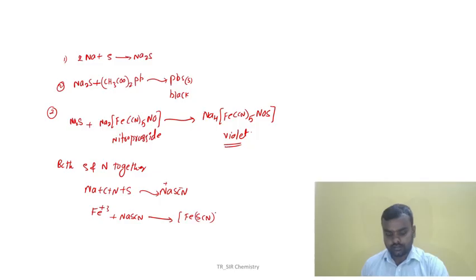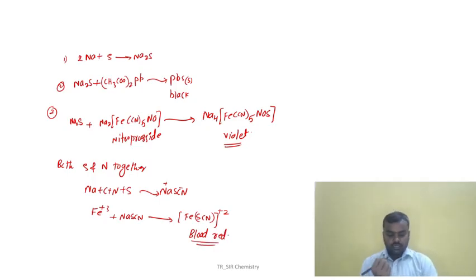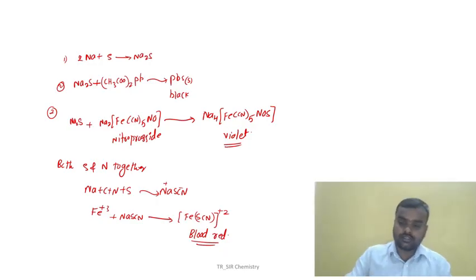[Fe(SCN)]2+ like this will be forming. This will be blood red color. Number of times this question was framed on this blood red color. So blood red color confirms that in the given compound sulfur as well as nitrogen both are present.